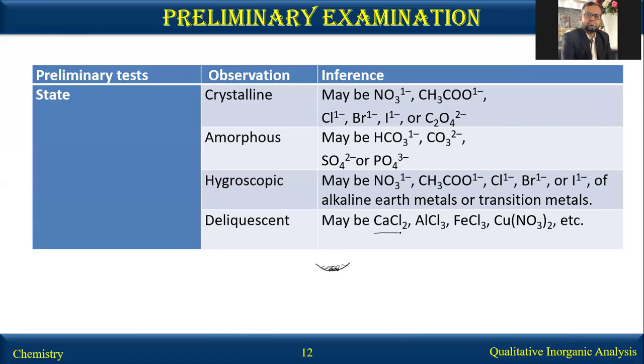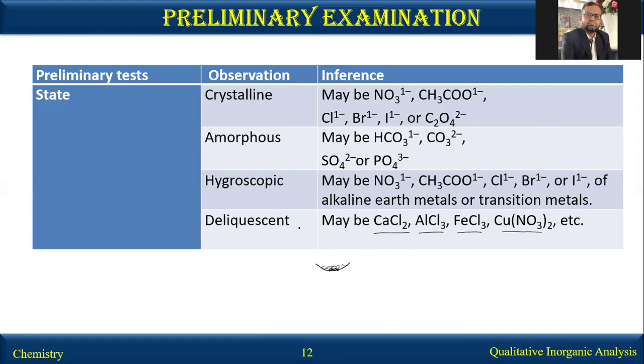Deliquescent compounds are calcium chloride, aluminum chloride, ferric chloride, aluminum nitrate as well. It is deliquescent. Copper nitrate is also deliquescent. So these are the deliquescent compounds which absorb water. Sometimes we may classify them as hygroscopic. So it depends on your instructor whether he is instructing you to make the difference between hygroscopic and deliquescent or not. But in analysis, it is different.